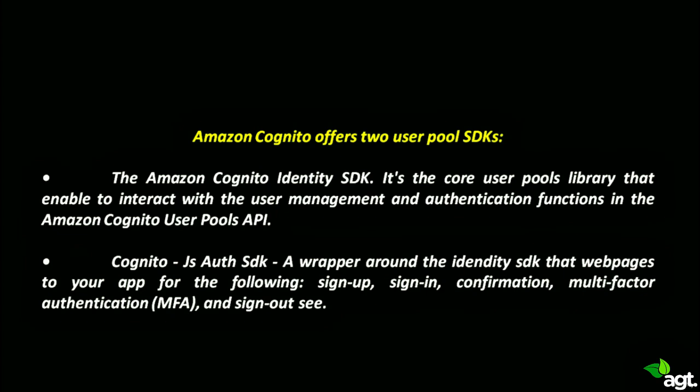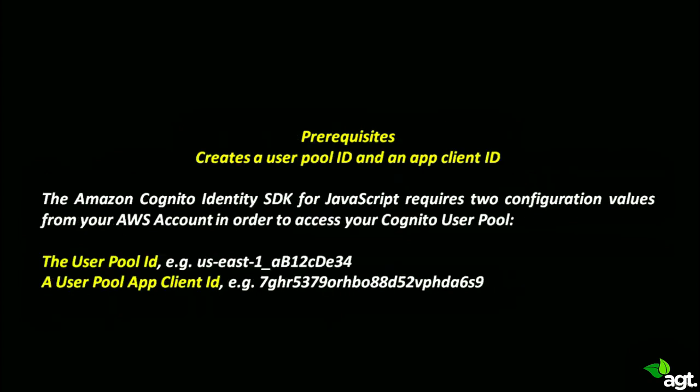Amazon Cognito offers two user pool SDKs. Number one is the Amazon Cognito Identity SDK. It is the core user pools library that enables you to interact with your user management and authentication functions in the Amazon Cognito User Pools API. And the Cognito JS authentication SDK is a wrapper around the Identity SDK that adds web pages to your application for the following: sign up, sign in, confirmation, multi-factor authentication, and sign out.